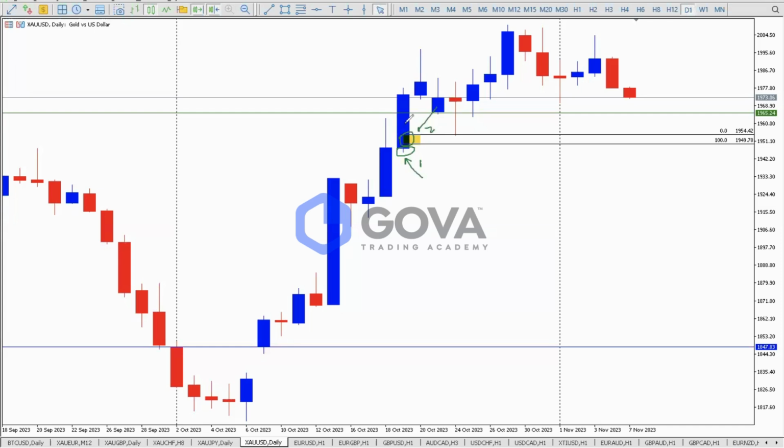Just make sure that the hidden zone is not sitting completely at the middle of the candle. Because now you can see that this zone here on the body of the candle is sitting very close to the opening of the candle, which is still okay.